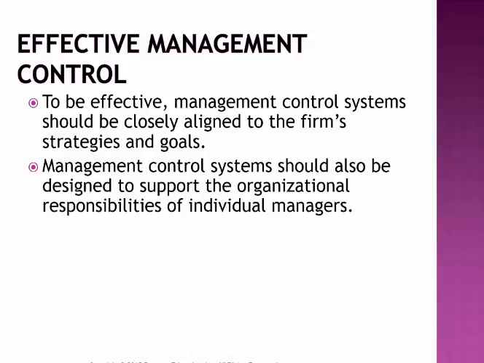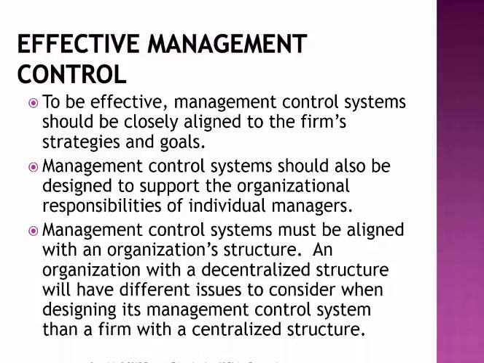Different levels of management need different kinds of information in order to perform their task. So management control systems must be aligned with the organization structure, and then of course we need to capture the information that adheres to those different levels of management so that we can evaluate their performance of their task. An organization with a decentralized structure will have different issues to consider when designing its management control system than a firm with a centralized structure.